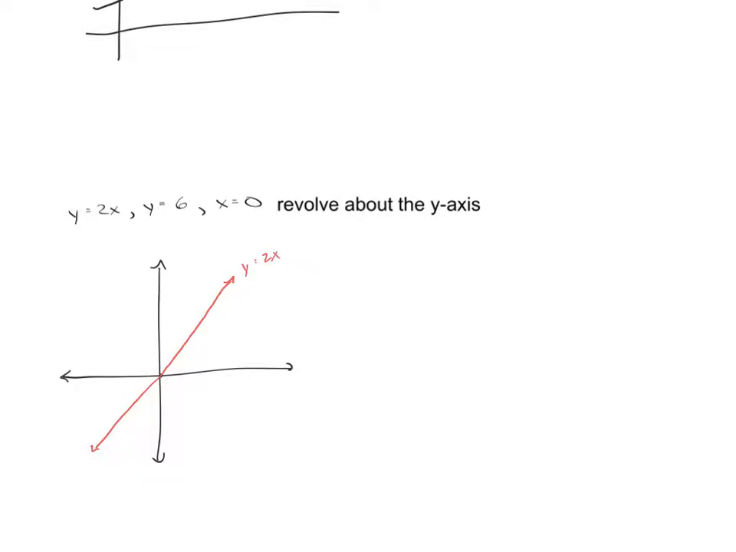Y equals 6 is a horizontal line up here at 6. All right. And then it says x equals 0. Well, y equals 0 is the x-axis, x equals 0 is vertical, and is the y-axis. So this is the line x equals 0. So the region in question here, what we're spinning around the y-axis, is that region. So this triangular region here, we're revolving it around the y-axis.